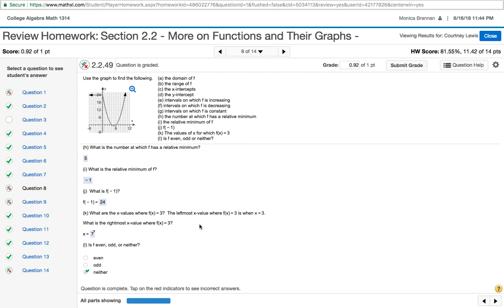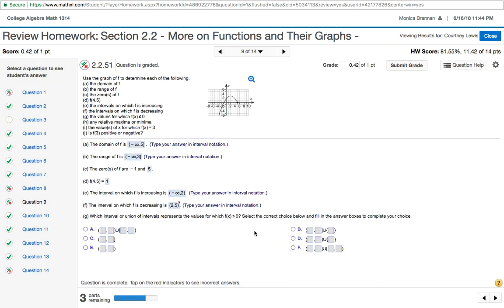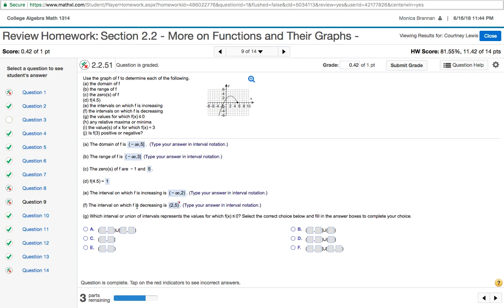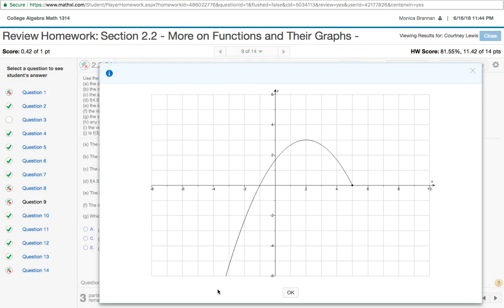Okay, that was 8. Let's look at 9. You got the hard part right on the other one on 8. Let's see, what's it telling me it's not happy with? It says the interval on which f is decreasing. All right, so let's look at our picture. What happens? We're going up, up, up, up.